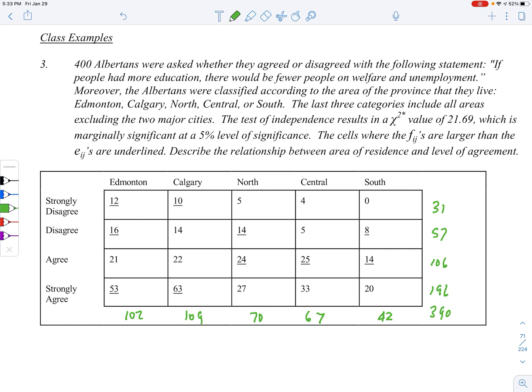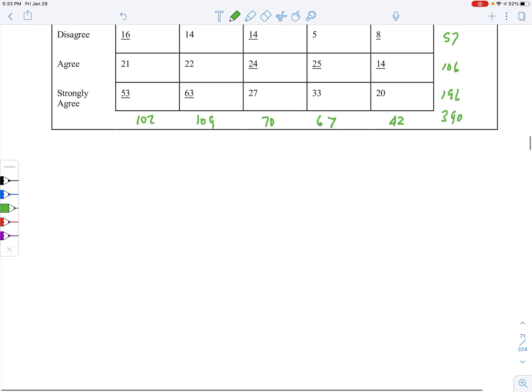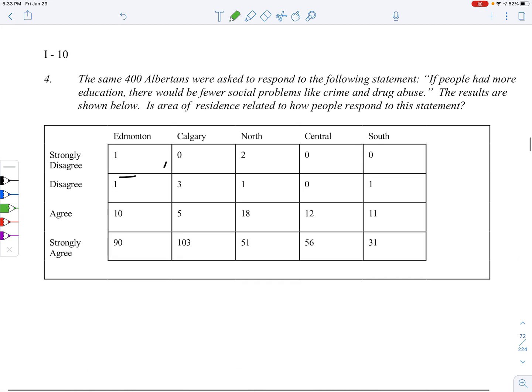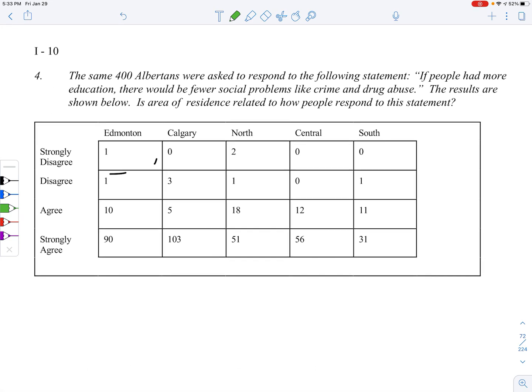Now, oh, you know what? We're actually going to put this one on hold here. We'll get back to it. Let's go down to this one here, and it says the same 400 Albertans were asked to respond to the following statement: if people had more education, there would be fewer social problems like crime and drug abuse. And so they were asked to answer that.